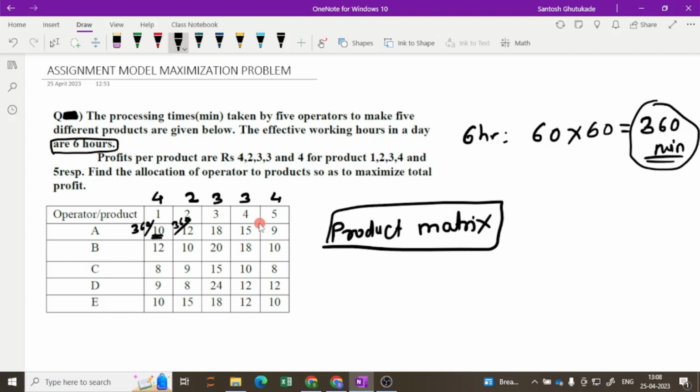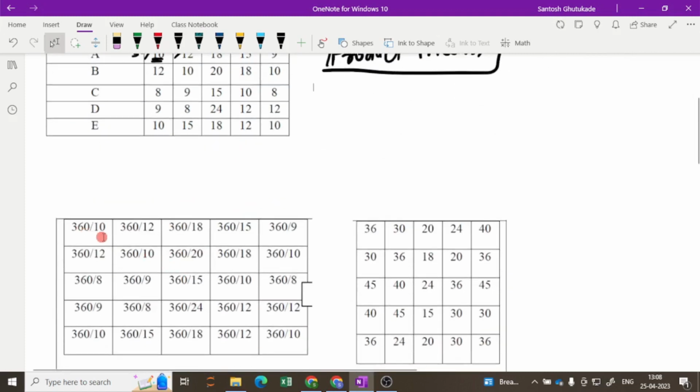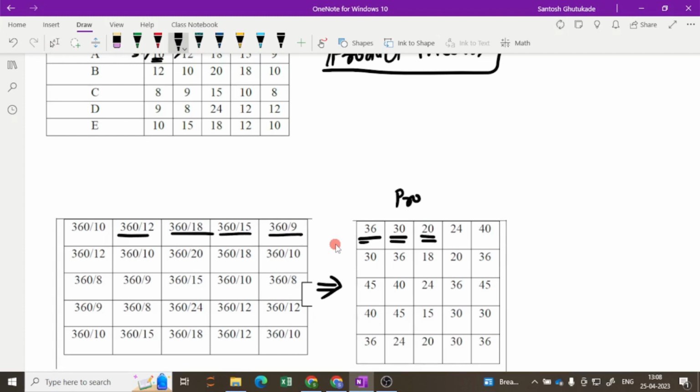Here I have prepared this product matrix. 360 minutes are available. You can see 360 minutes divided by 10, so the total number of products produced is 36. Similarly 360 divided by 12, so 30 products are produced. 360 divided by 18, 20 products are produced. Similarly 360 by 15, 360 by 9. So this is actually the product matrix.